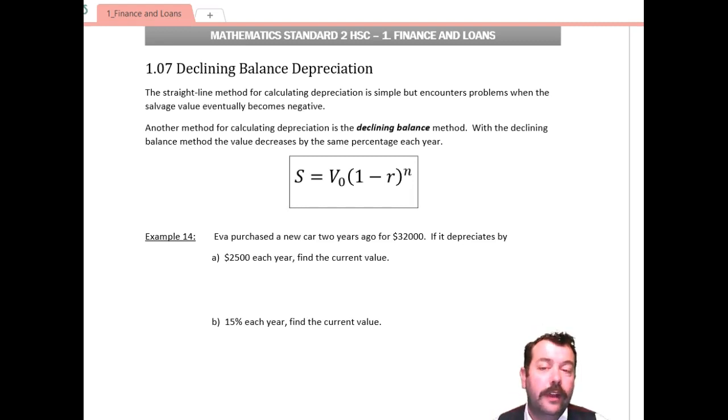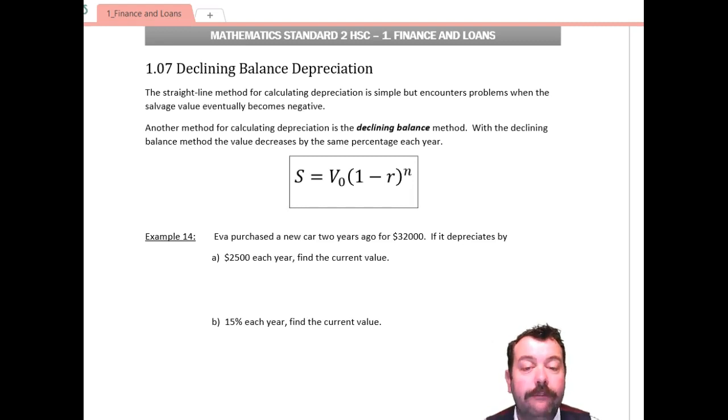I suppose the disadvantage of declining balance might be that it's a little more complex, because it is essentially an exponential function, which means that we need to use indices or exponents, powers of numbers to calculate them, and some people find that a little trickier. Anyhow, this is called the declining balance method.